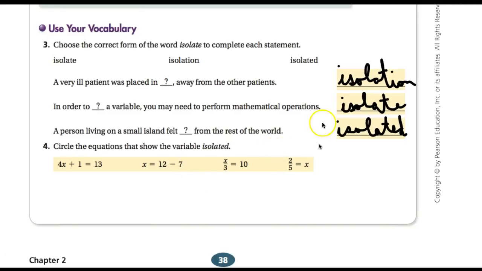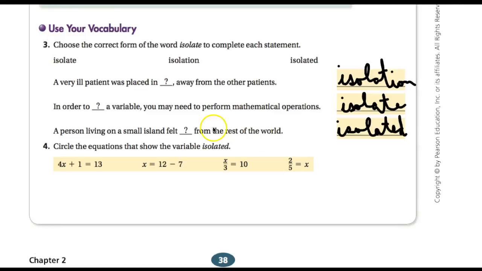So what we've done here is filled in the blanks. A very ill patient was placed in isolation away from the other patients. In order to isolate a variable, you may need to perform mathematical operations, and a person living on a small island felt isolated from the rest of the world. Hopefully you can read that. Apologize, it's pretty difficult, believe it or not, to write with the pad here using 2 fingers.